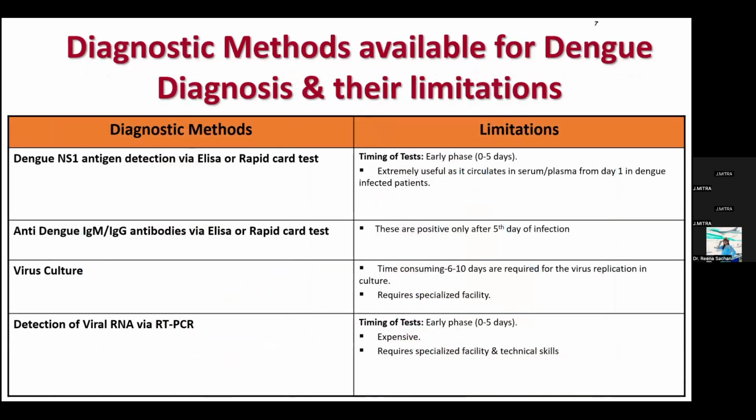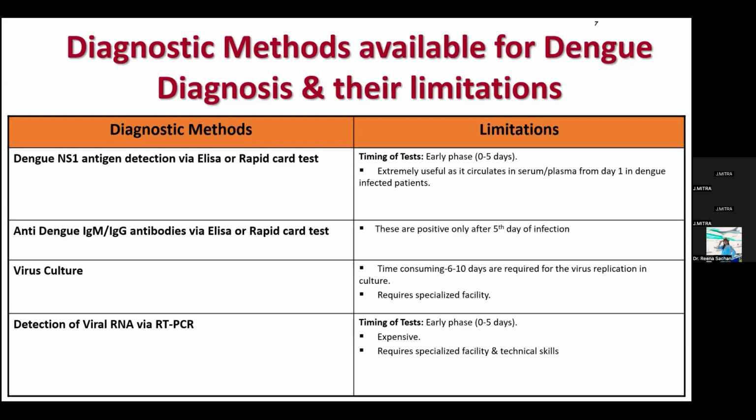So there are different tests, and these tests show different limitations. The limitation of NS1 antigen detection, whether done by rapid card test or by ELISA, is that of time, because NS1 antigen can be detected in the early phase, from day 1 to day 5 of the start of symptoms. So NS1 is extremely useful as it circulates in serum or plasma, and it is a detector of acute infection.